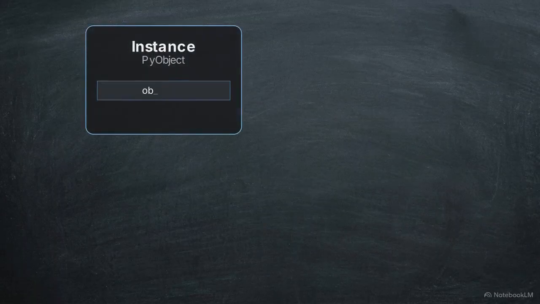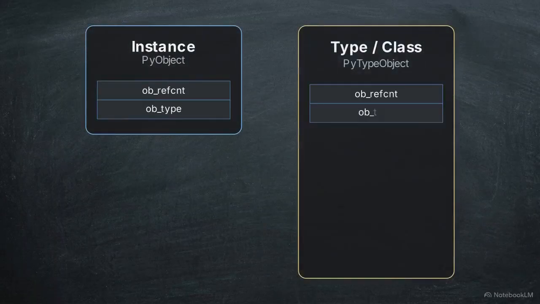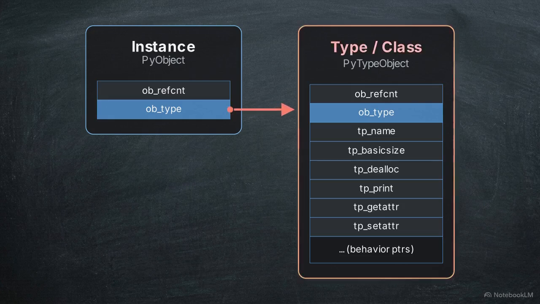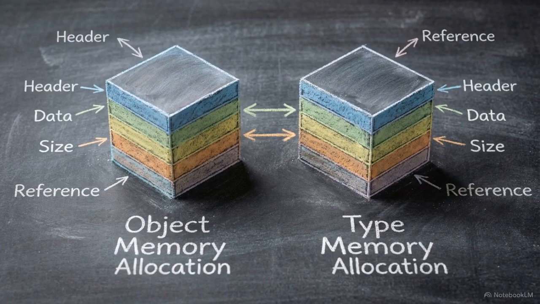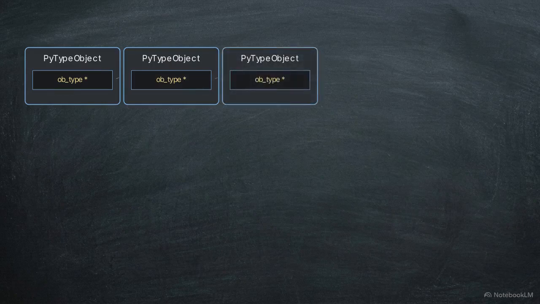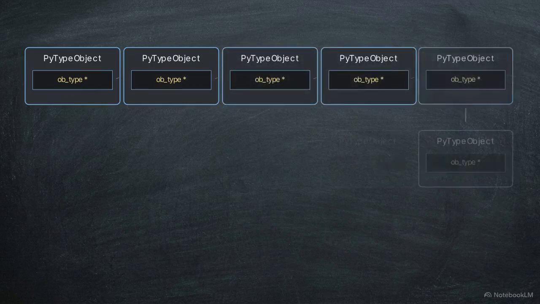Placing the simple PyObject block and the complex PyTypeObject block side by side reveals an architectural paradox inherent in Python's design. Every single object must have an ob_type pointer directing it to a valid type structure. Because classes are treated as first-class objects in Python, the type structure itself must also be an object. This means the type structure must contain its own ob_type pointer, creating a chicken and egg scenario for memory allocation.